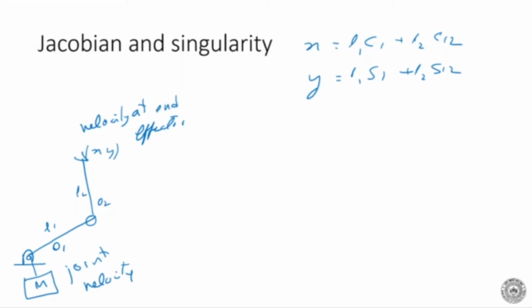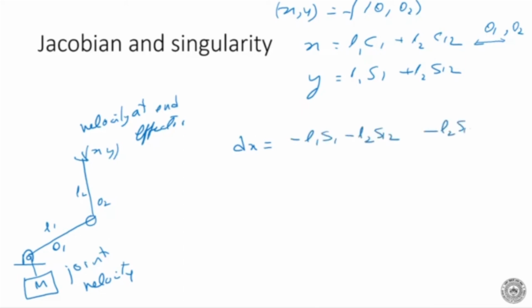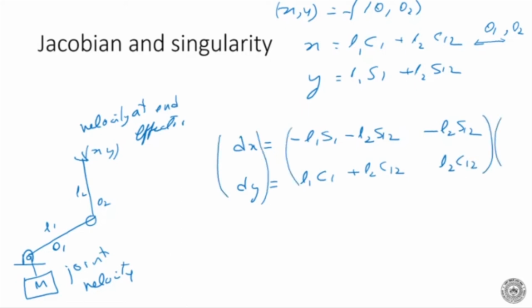So in these two equations, we see that x and y are functions of theta 1 and theta 2. So it means that I need to find the partial derivative with respect to theta 1, then with respect to theta 2. Okay, so if I do that, I get dx is equal to minus L1 sin theta 1 minus L2 sin theta 1 2 minus L2 sin theta 1 2, and dy is equal to L1 cos theta 1 plus L2 cos theta 1 2 plus L2 cos theta 1 2, and if I write in matrix form, this is d theta 1 d theta 2.